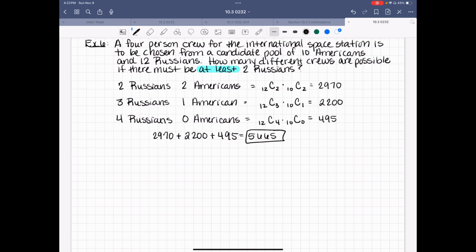Okay, now to look at all the possible ways we could do that, we need to combine all those situations. So we're going to say the 2,970 different ways for 2 Russians and 2 Americans, plus the 2,200 different ways of 3 Russians and 1 American, plus the 495 for 4 Russians and 0 Americans, which gives me a possibility of 5,665. And hopefully that all will come through on the recording.